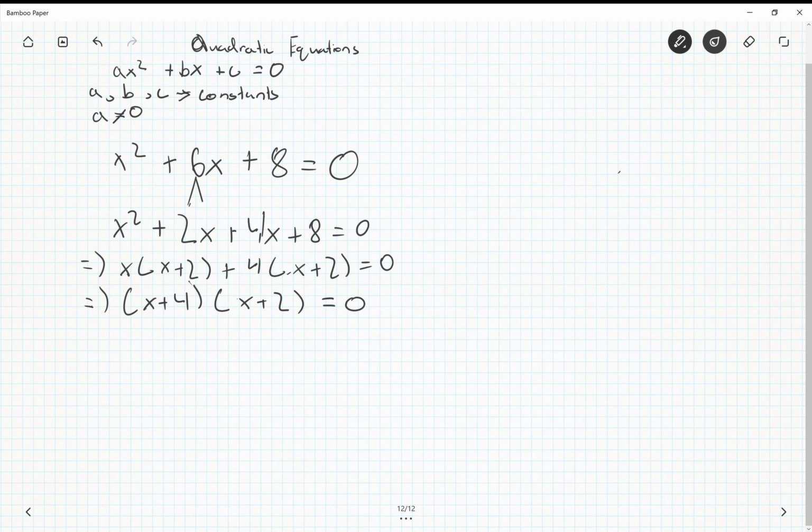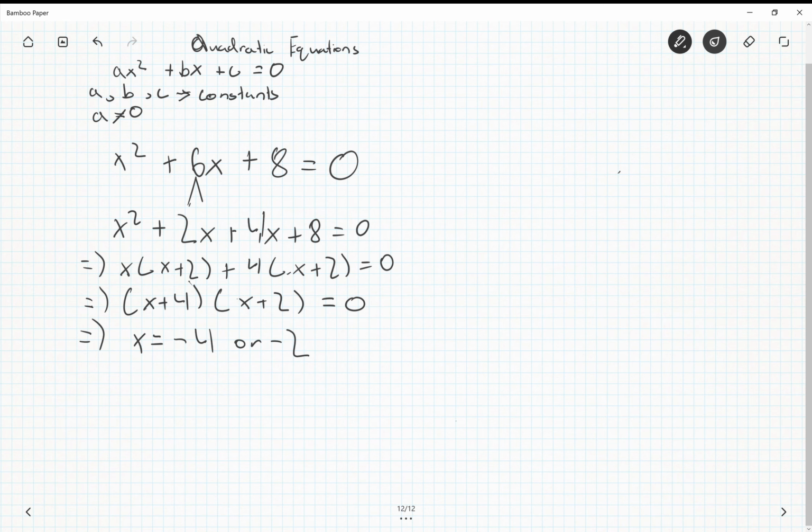Now this is where we apply the null factor law, and I'll give you a minute to think about it. Take your time and you can pause the video. I'll just give you like 5 seconds. Pause the video. Okay, done. Now we'll be using the null factor law. If you said x equals -4 or -2, you are right.